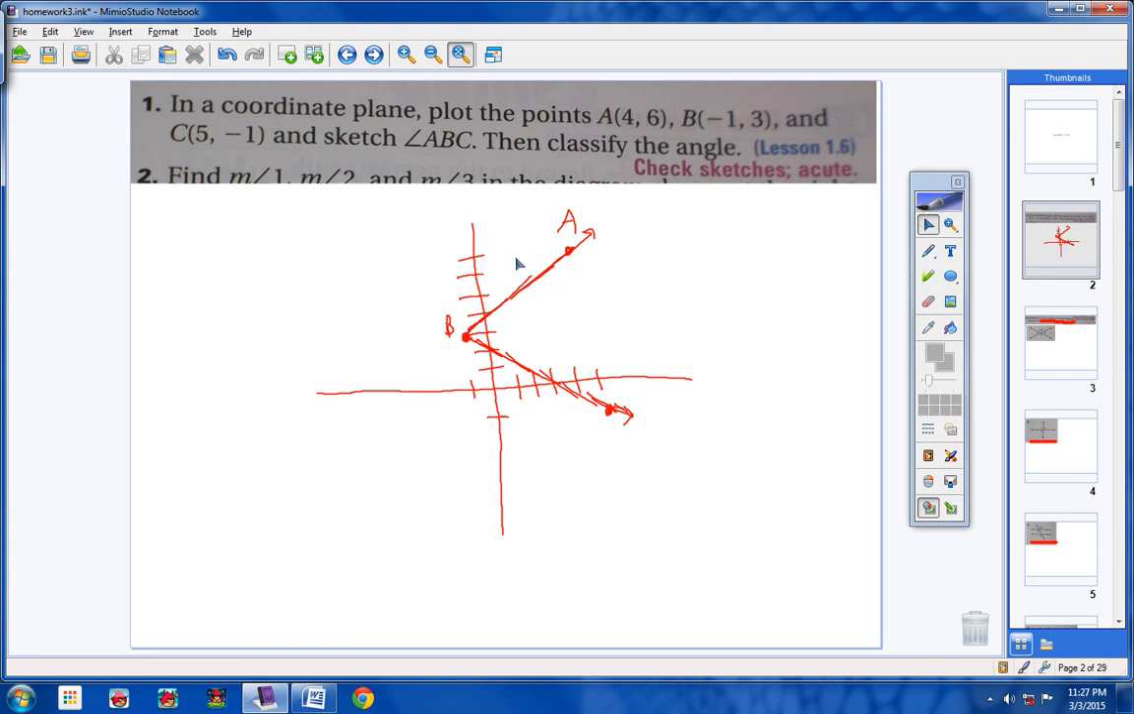Now, if this line right here were moved up a little bit like this, then you would have a right angle right here, okay? And of course, if this line AB was moved way out here like this, then you would have an obtuse angle, okay? But the angle we have here is an acute angle. It's smaller than 90, okay? So they're making sure you know your definitions of angles: acute, obtuse, and right.